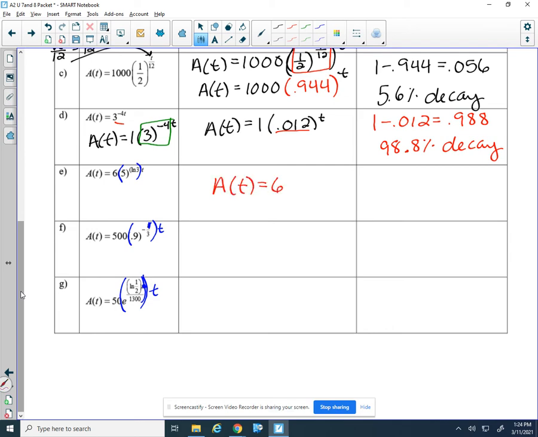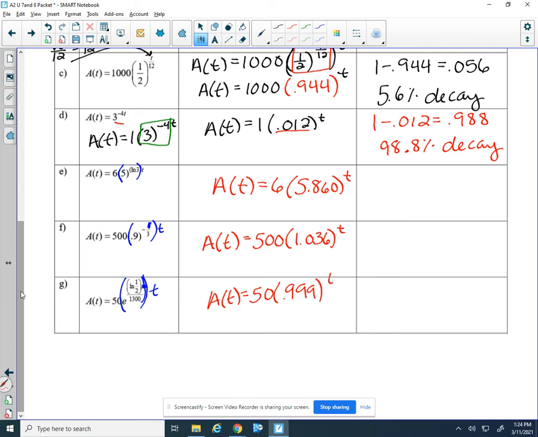This one is 6 times 5.860 to the t. This one is 500 times 1.036 to the t. And this one is really slight decay because it's 0.999 to the t for that base to the t at that part. So my first one is really fast growth. Like we talk about when things double, we have a 2 right here. Triple would be a 3. So this is almost up to a 6 there.